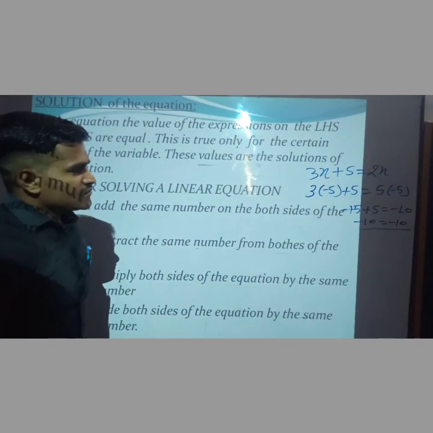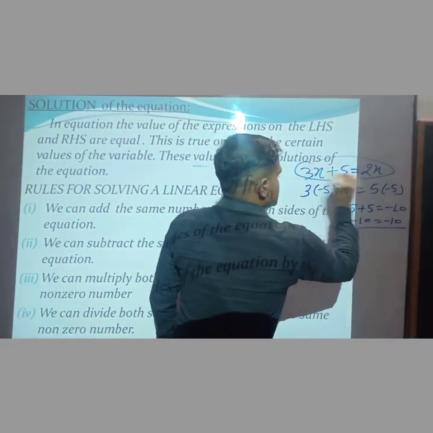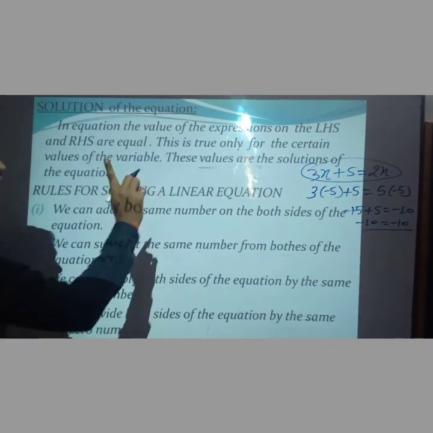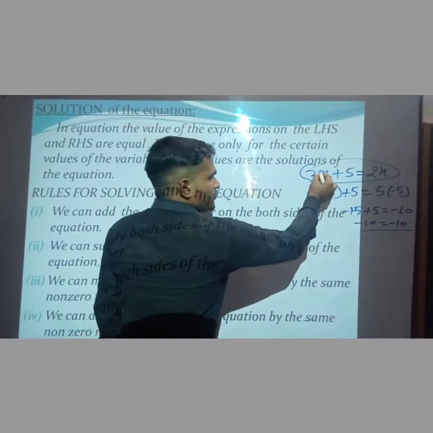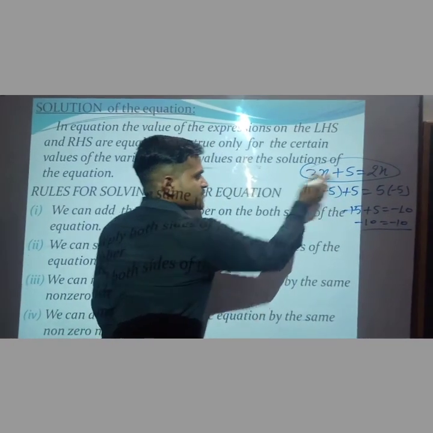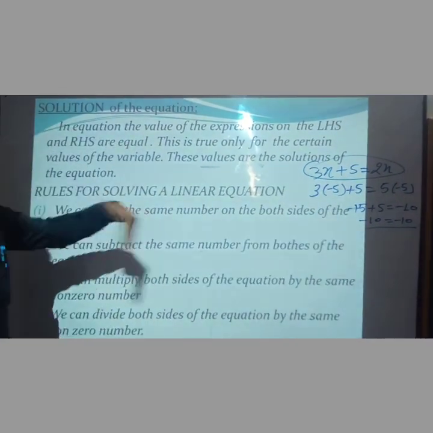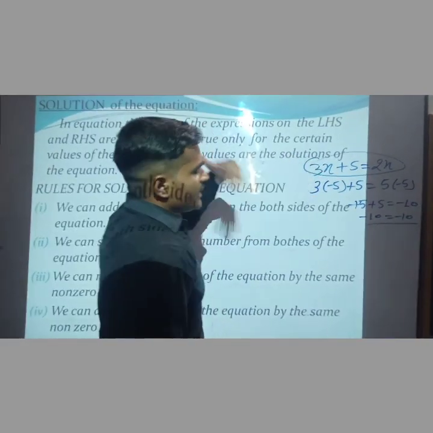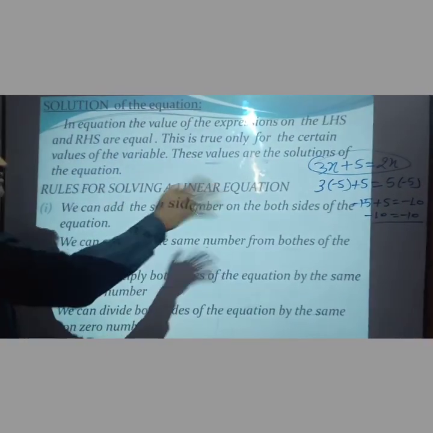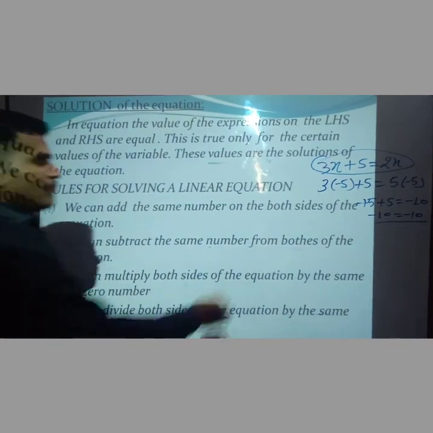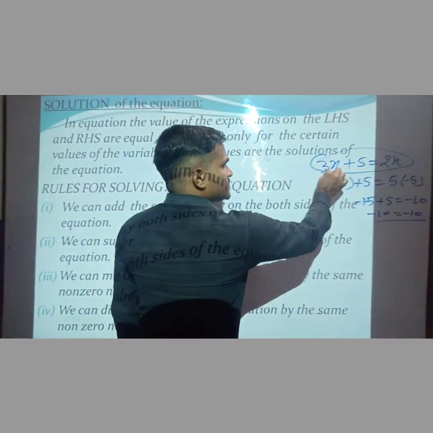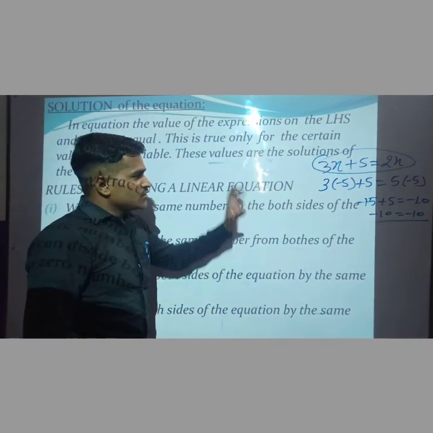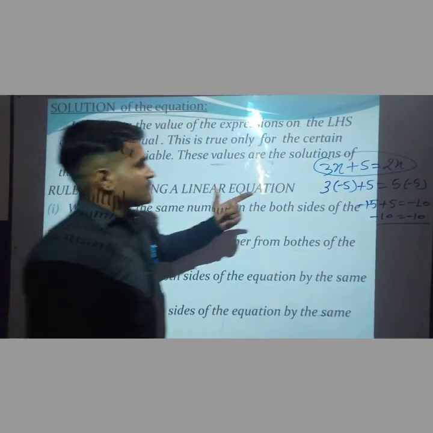Okay. Now we are saying that in this equation, left hand side and right hand side are equal only for the value of x that is minus 5. If we put any other value, suppose 1, 2, 3, if we replace x by any value except minus 5, this will not be equal. It means minus 5 is the solution of 3x plus 5 is equal to 2x. Understood? So minus 5 is the solution.